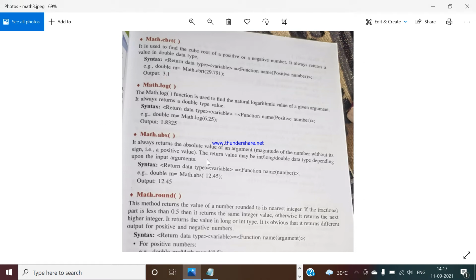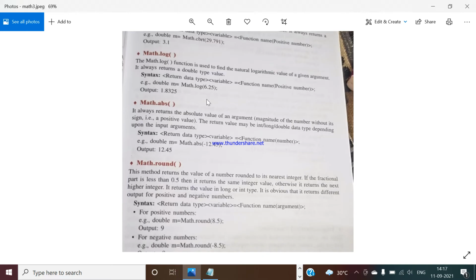We will implement all these mathematical functions practically in BlueJ. Before that, let's have a quick look at the definition given for each mathematical function used in Java. Then coming to Math.log, it will find the logarithm of the number given by the user. Math.abs will display the positive value of the number given by the user. For example, here the user has given minus 12.45, so the output is 12.45. Math.round will display the nearest value of the number given by the user.